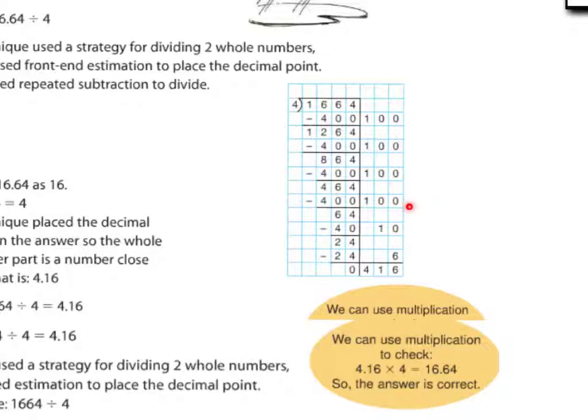I can fit another 100 in there. 4 times 100 is 400. Subtract, I'm left with 64. Now I can't fit 100 in there. I'm going to go with 10 because that's easy. 4 times 10 is 40. Subtract, I'm left with 24. 4 times what is 24? Well, it's 6. So 4 times 6 is 24. You can see how they've lined all their numbers up properly here. We're left with 416 as the answer there.